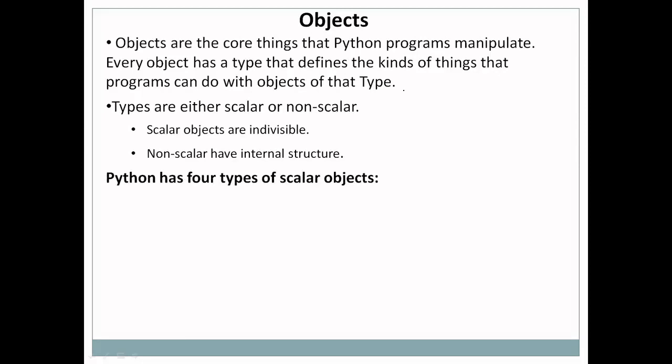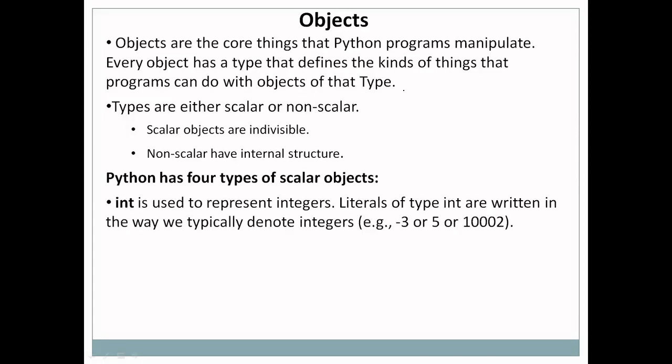Python has 4 different types of scalar objects. First, int, which is used to represent integers, and literals of type int are written the way we typically denote integers. For example, -3, 5 or 10002 all represent values of type integer, and all come under the scalar type.